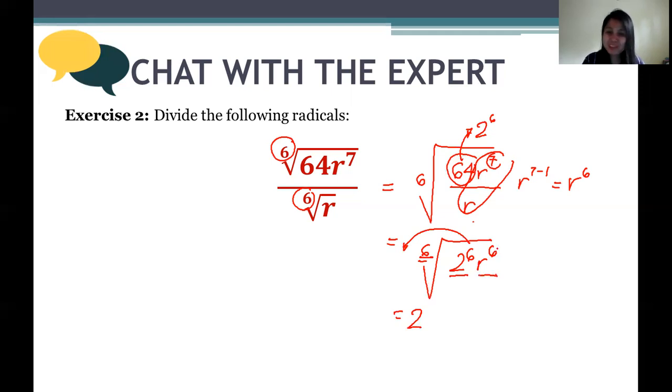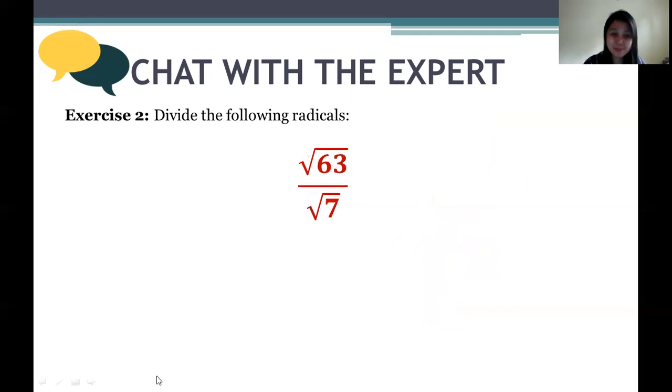Next, for r, let's look at the exponent. 6 divided by 6. That is 1. So our answer is r to the power of 1. Again, when the exponent is 1, it's okay not to write it. Our final answer is 2r. Let's go to the next example.